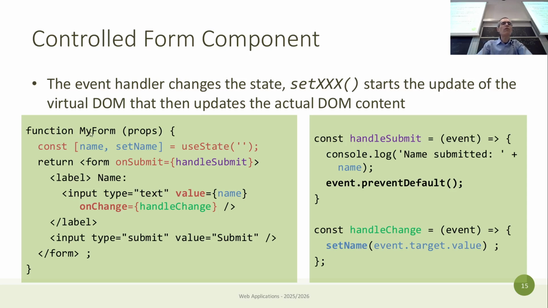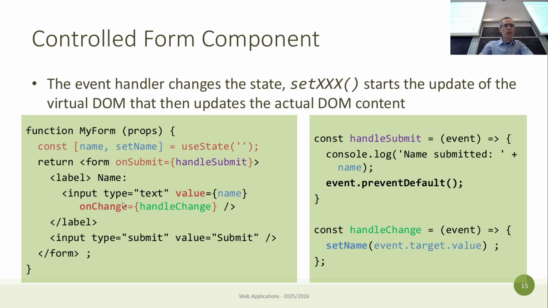So we have a function MyForm that takes props. So this is a React component. It has a state, const name, setName. You state empty string in the beginning, that's fine. I mean, it's a possible choice. Return some JSX. So it returns a form, onSubmit, handleSubmit. So we can then do some console log.